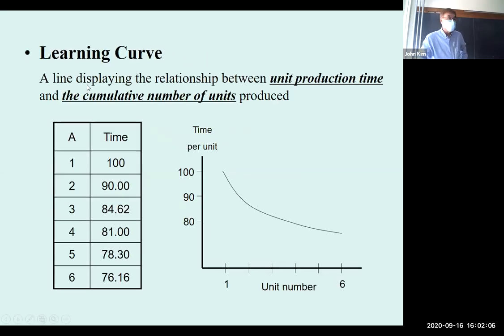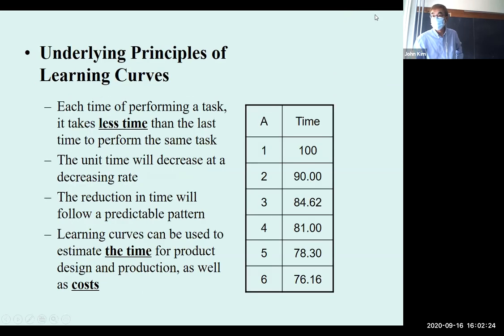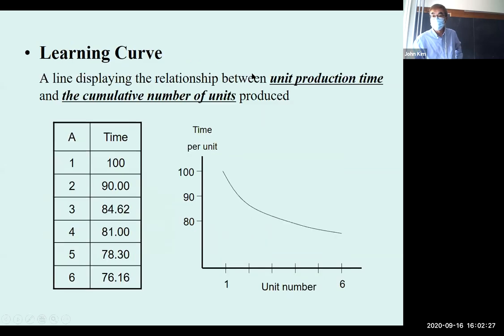The learning curve is a line displayed like this, with the cumulative number of units on one axis and unit production time on the other. As the number of units increases, the unit time decreases like this. So if the first time it takes 100, whatever the time unit, then the next time 90, then 84, 62, and so on.